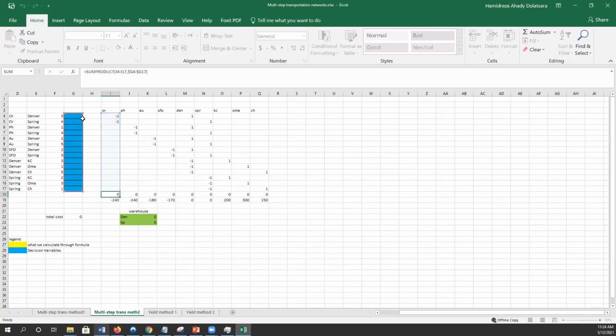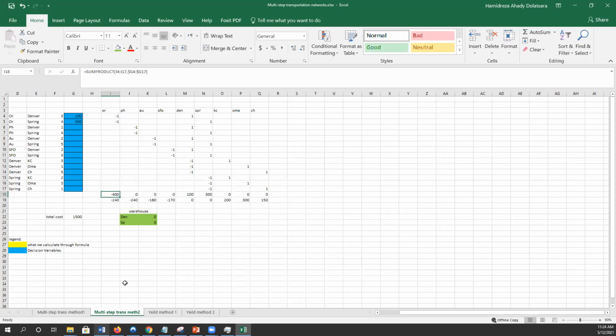So let's say from Orlando I sent 100. The value of the first decision variable is 100. The second one, I sent 300 to Springfield. Look, -1 means just a sign of out 1 times 100 and 300. I'm sending out 400. So this formula calculates how much I sent out.